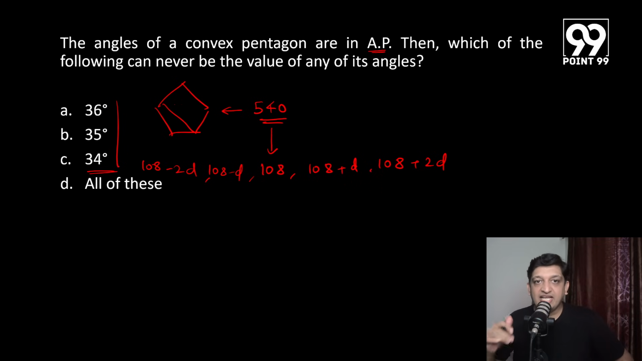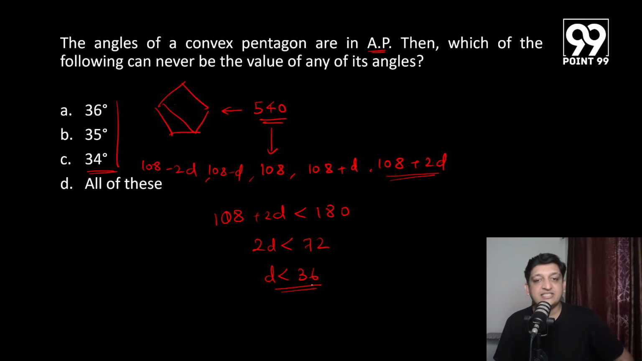Now we know that any angle cannot be greater than 180 degrees. That is what I know for sure. So the largest angle that we have, 108 plus 2D, this has to be less than 180 degrees. Or we know that 2D has to be less than 72, or D has to be less than 36. Now if D is less than 36, what is the value of these things that we can get, right? So if D is equal to 36, let's say, for example, then what am I going to get as the value of this part?